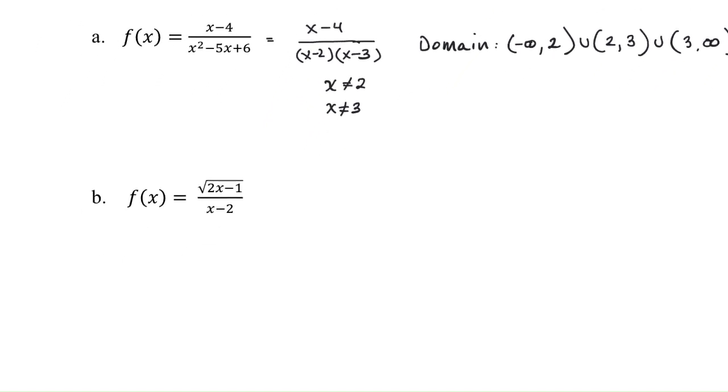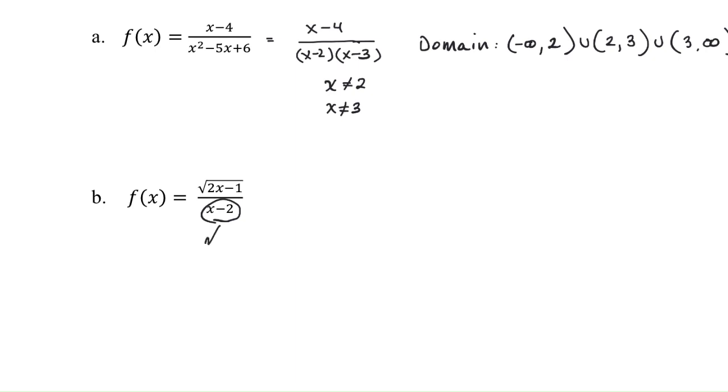Now this second function here on part B, it's still rational, and so we want to focus on the denominator, x cannot equal 2, but the numerator is a radical expression. And what we talked about with radical expressions, square roots and fourth roots, anything with an even root, the expression underneath needs to be greater than or equal to 0. So there's two pieces we need to consider.